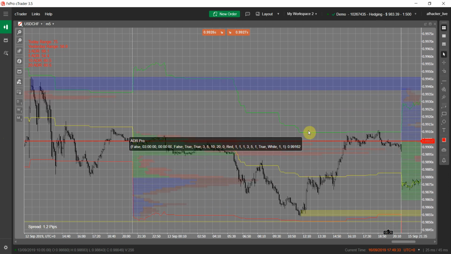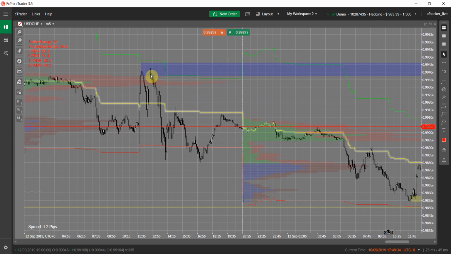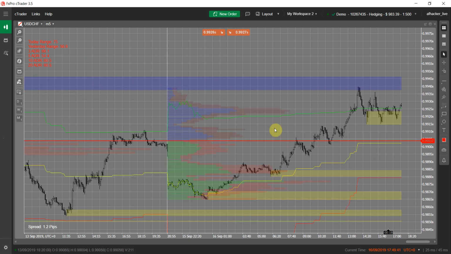And this zone is a good zone. I wish this touch was not here, then it was really good, but I still consider this zone as a good supply zone. So price goes here, it touches the zone. If we sell here and set our target somewhere here, we will see what's going to happen.